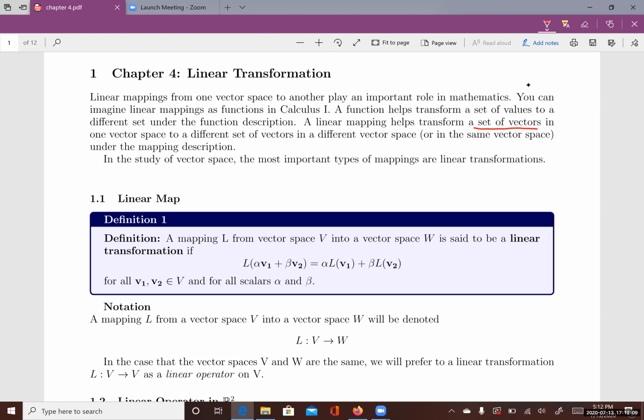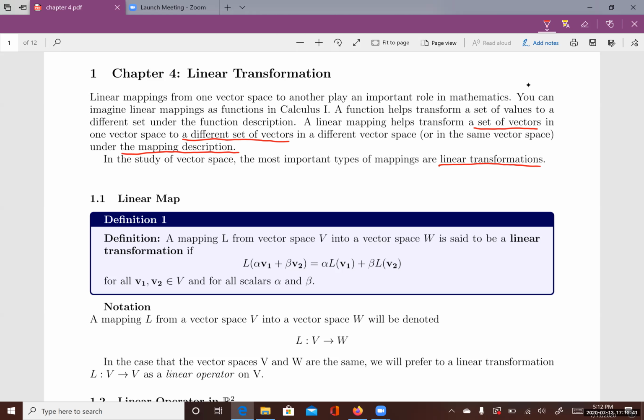space, or it can be within the same vector space, right? You transform a set of vectors to a different set of vectors in a different space or in the same space, under the description of the map. All right. So in the study of vector spaces, one of the very important types of mappings are linear transformations.